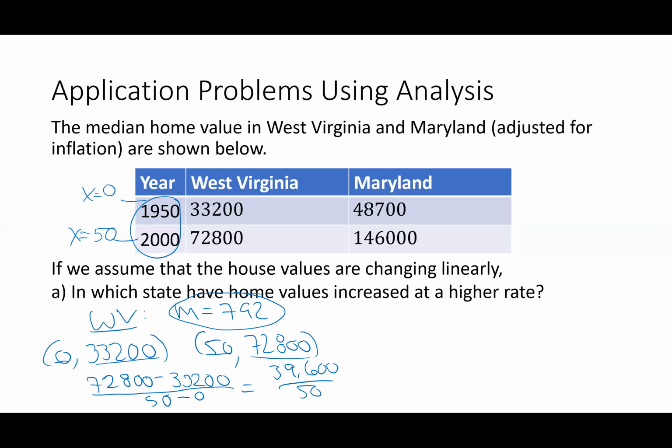Okay, now what does that mean? That means each year beyond 1950, the median home value in West Virginia is rising by $792. All right, now let's do Maryland. Again, we're going to set up our coordinate pairs. x is 0, 48,700. These numbers are so small for 1950. That is so crazy. And then 50, 146. Again, y2 minus y1.